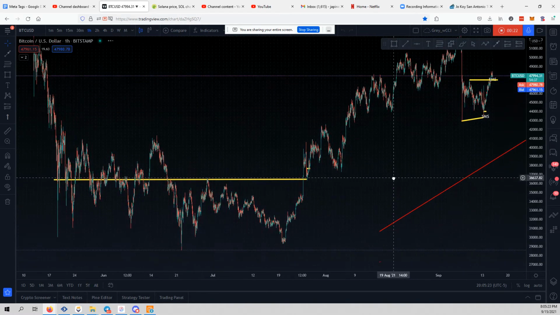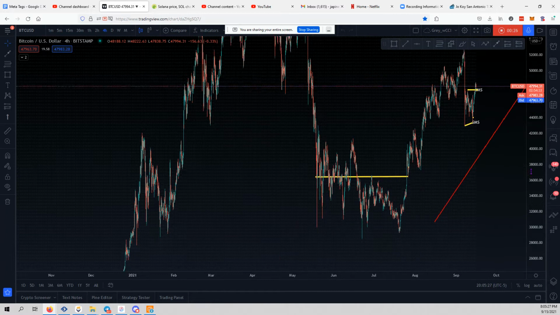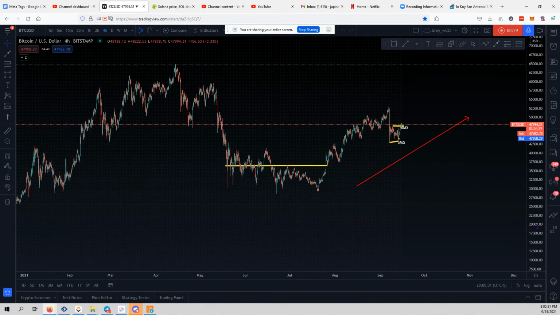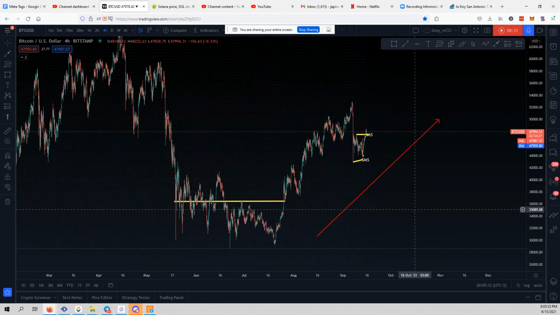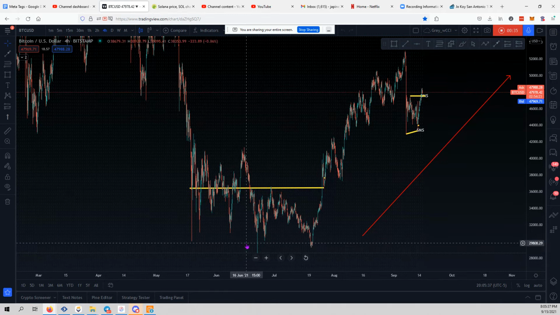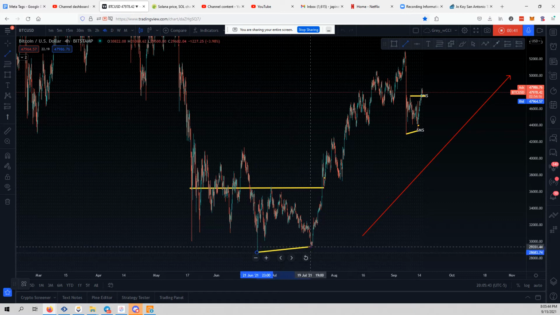Okay. So what I'm going to do right now is drop it to the 4 hour. So now what we have here is a 4 hour chart of Bitcoin, okay? And this was back in July. Okay, so in July, we had a switch in market structure right there, okay?